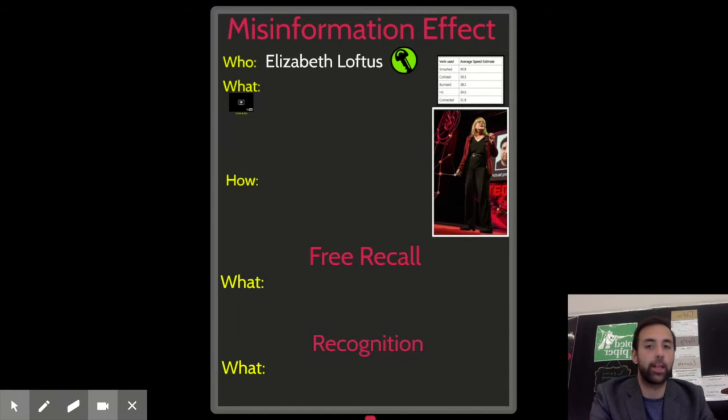Elizabeth Loftus is a great example of a key psychologist. She's been studying memory now for decades. She's still around and active in the field of memory as a cognitive psychologist. That key icon indicates that there's a higher probability that her name appears on the AP exam than some of the others that we've described.